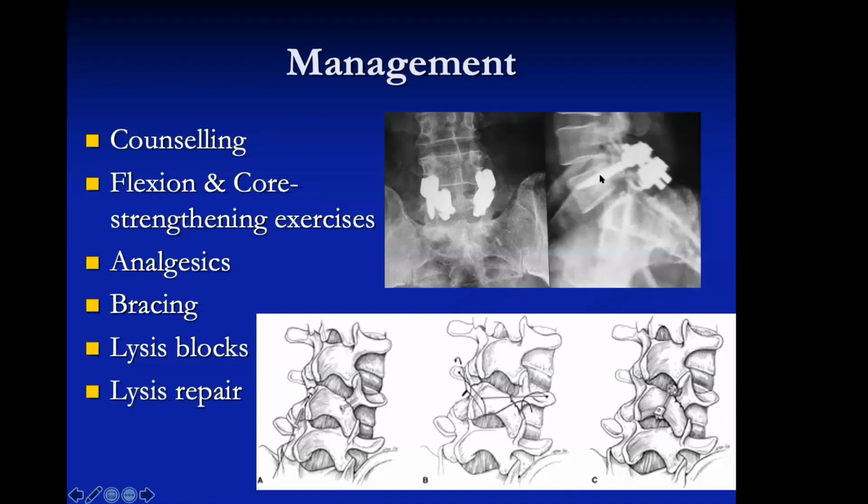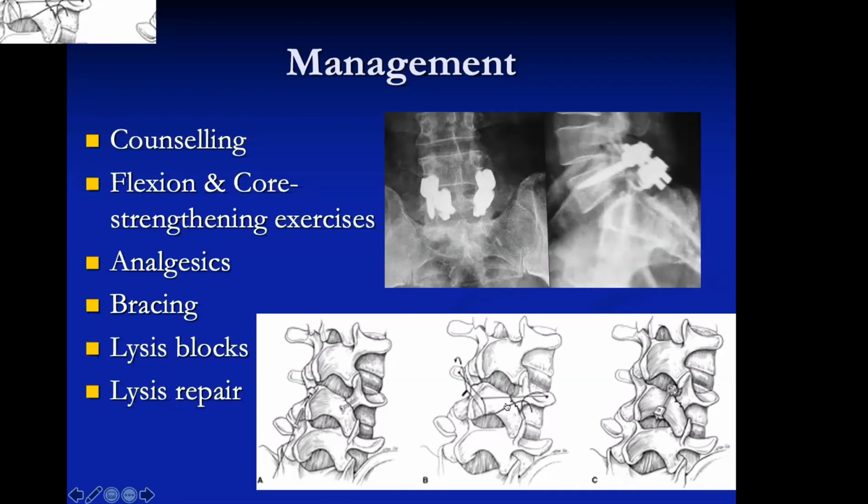So you don't want to fuse this particular level when there is lysis. It is not unstable. It is just the crack in the isthmus that is causing pain. So what you do is you repair that area, and you can maintain the movement at L5S1. So this is very rarely done. There are various ways of doing a pars repair. You can use a tension band principle that is used here.